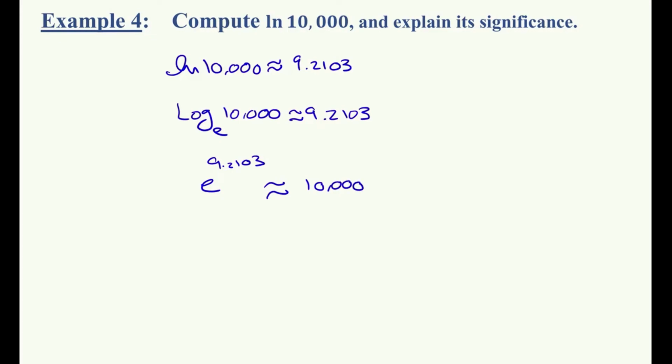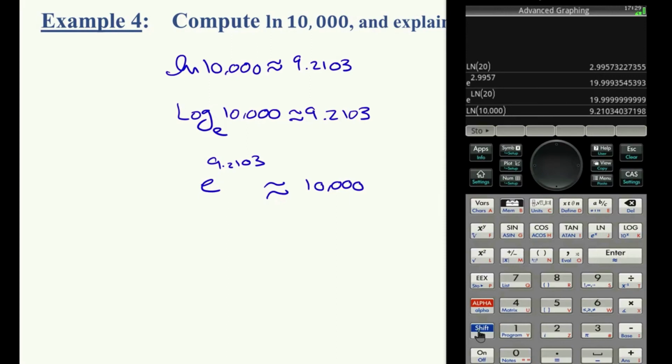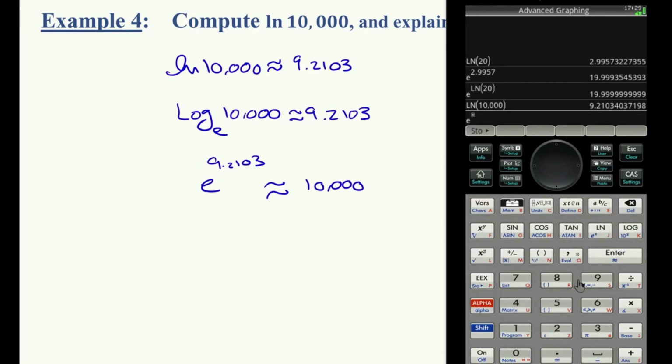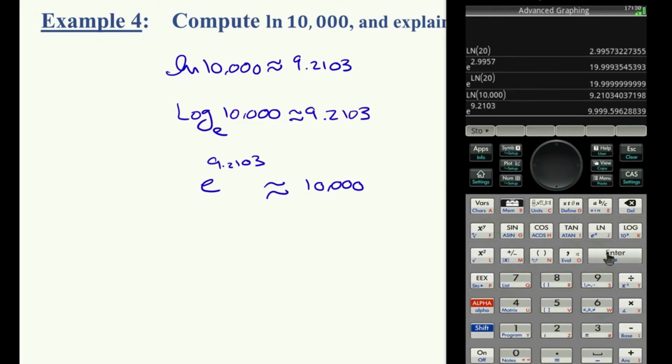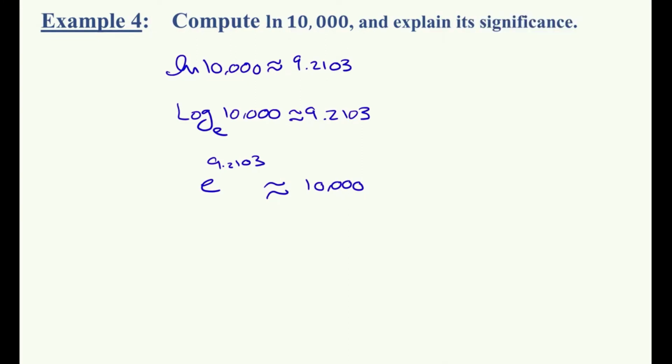10,000. So if we test it out, we can just type in e to the power of 9.2103, and once we hit enter, we expect to get something very close to 10,000. All right, so again, the more digits we use, the closer it will get to 10,000.